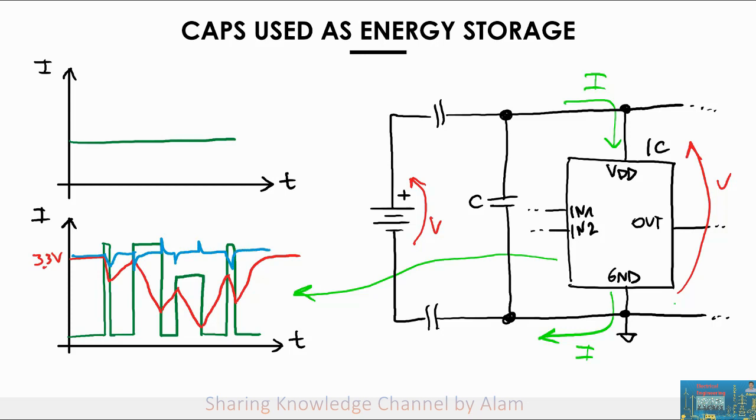So you can see here the voltage still changing due to the erratic behavior of the integrated circuit, but thanks to the presence of the bypass capacitor, the change in voltage is much smaller, much more contained.